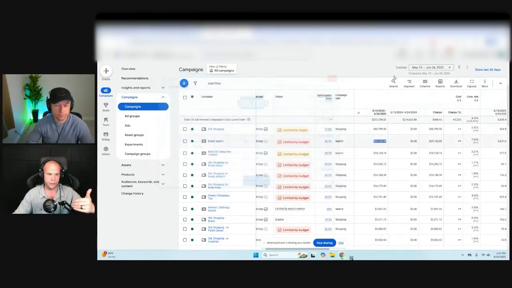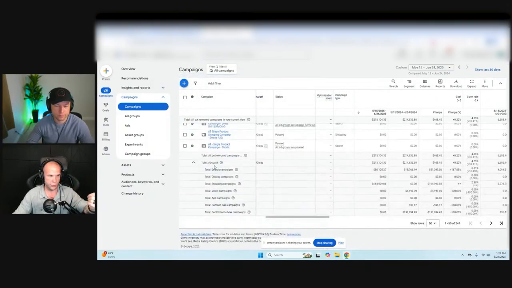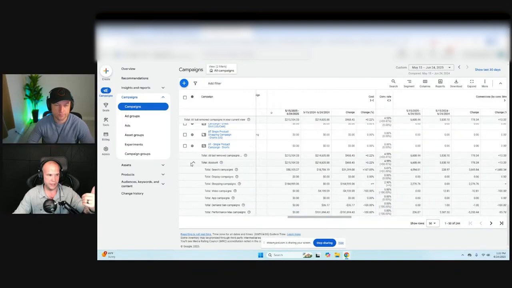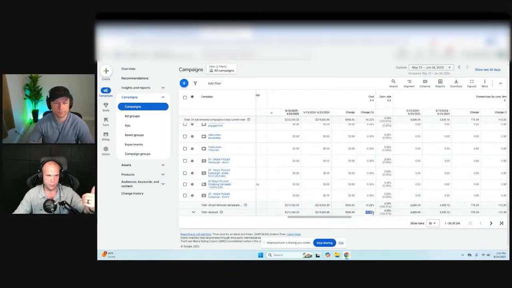Now let's see what happened year over year. So now we're looking at the total account where our shopping is 100% of our ad spend. Search is the other part of it. We have no demand gen, no PMax. So what are we looking at? Well, inside of the account there is a 0.22% increase in cost compared to the time period where we were running over 150 Gs in brand.